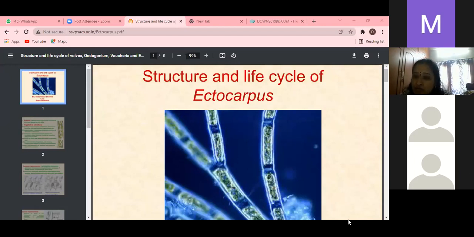What type of reserve food material is there? Starch is very common; you can observe it in all classes. But here, laminarin starch and mannitol alcohols are the reserve food materials. Both are the reserve food materials.